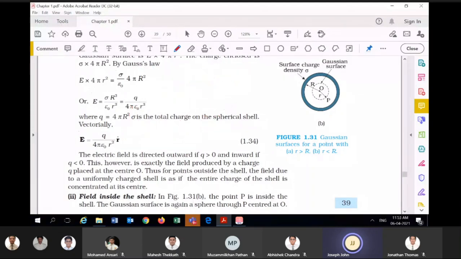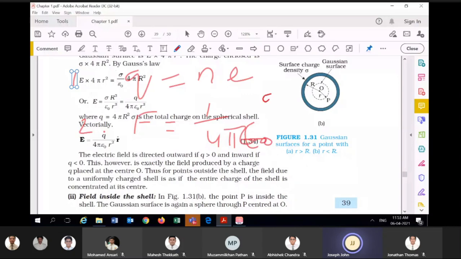First formula, write down. Q is equal to n e. I hope you know that formula. Second one, F is equal to 1 by what? Remember or not? Q1 Q2 by r squared. This is the second formula. F is equal to 1 by 4 pi epsilon 0 Q1 Q2 by r squared.